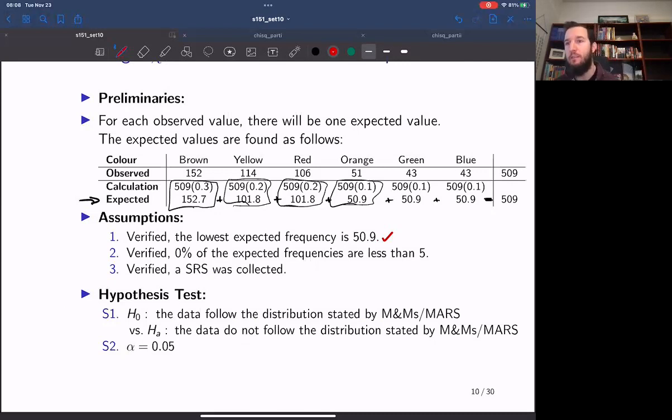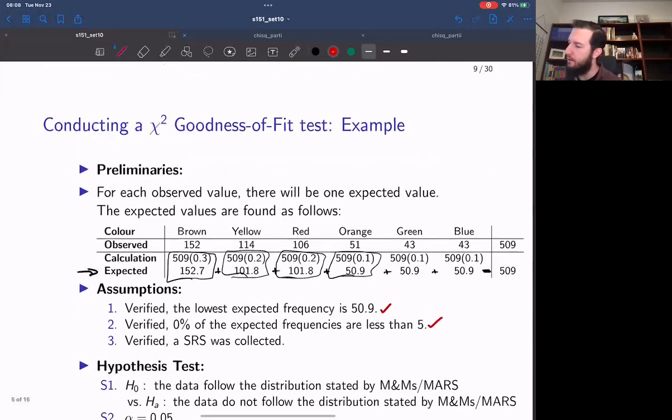So that means that 0% of the expected quantities are less than five, because we do not have a single expected value less than five in this particular situation. So that means that this assumption is also checked off. The last assumption is simply that a simple random sample was collected.